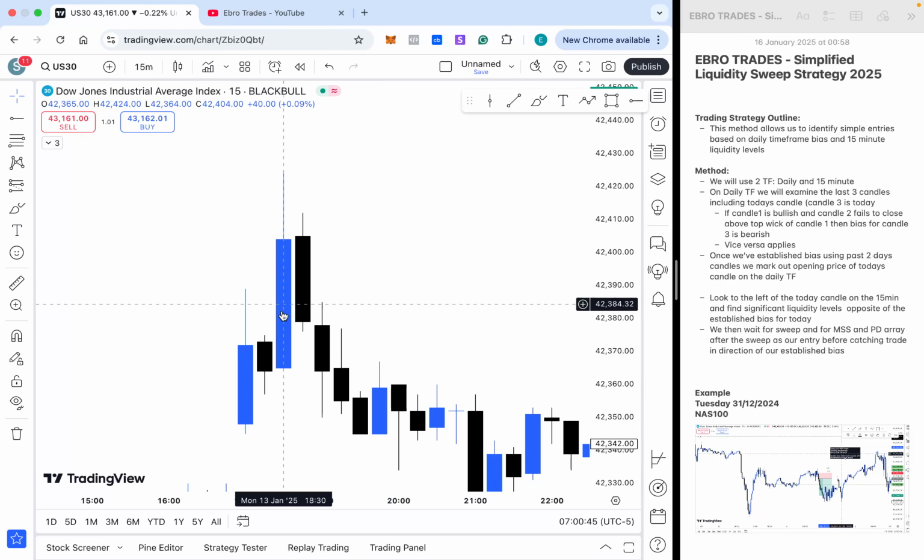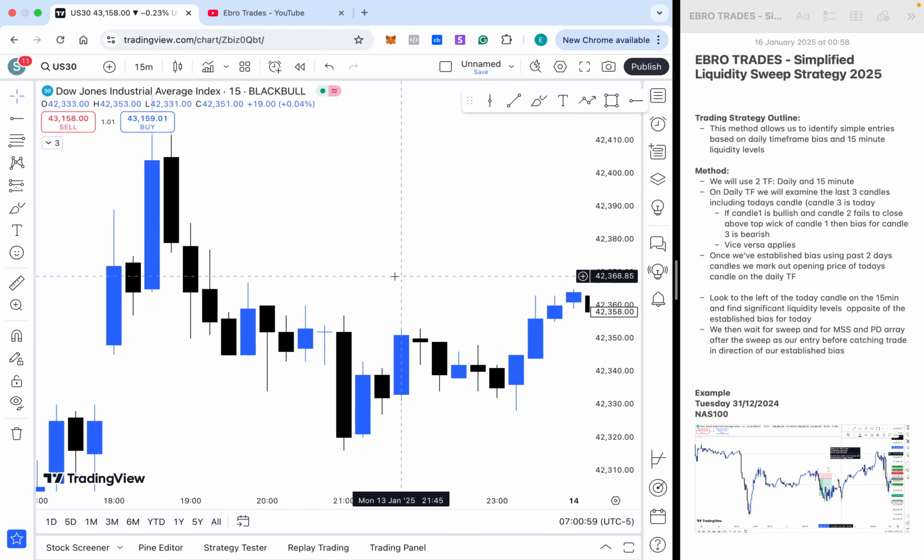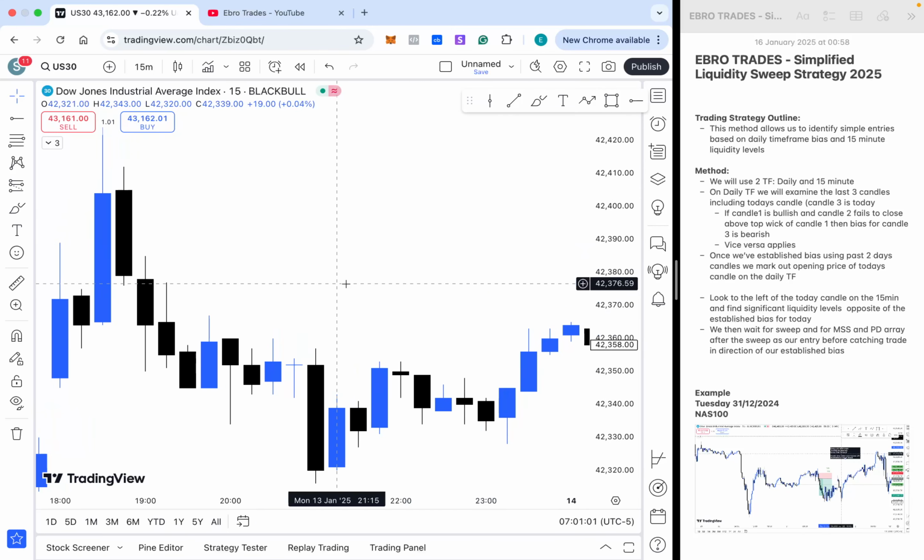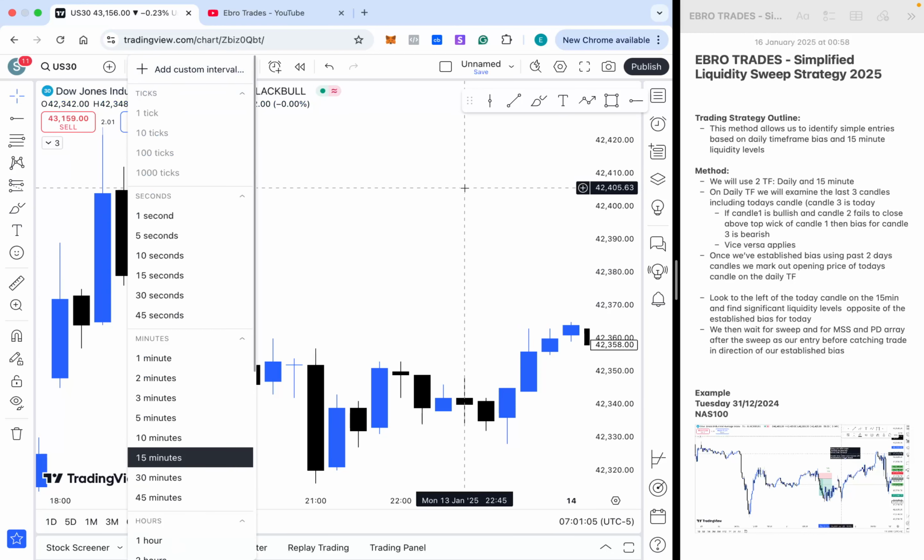Okay, if this is today's candle, this is yesterday, this is the day before. This candle is bullish. Candle 2 fails to close above candle 1, so our bias for today is bearish, and so on and so forth. So that's step 1, and we're doing that on the daily time frame. I know this was on the 15-minute, but imagine that this is the daily.